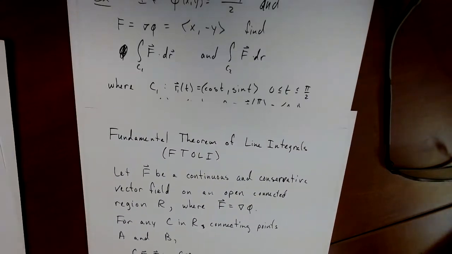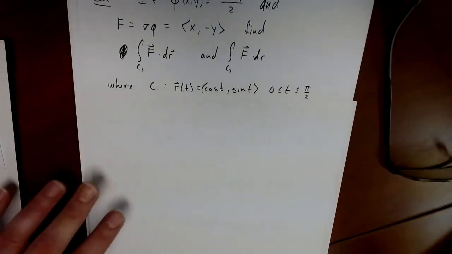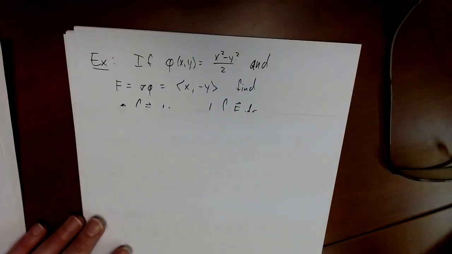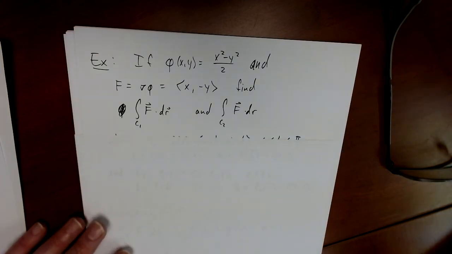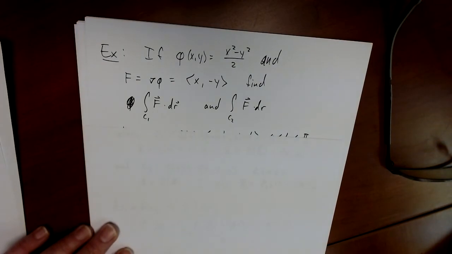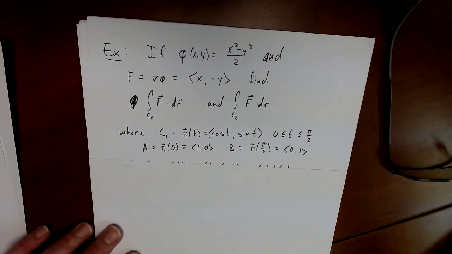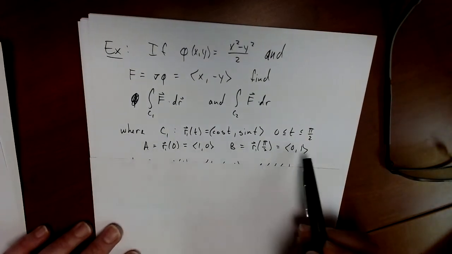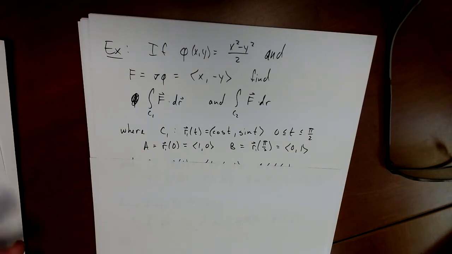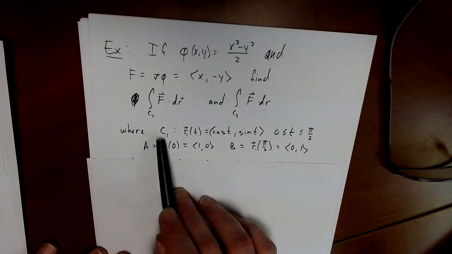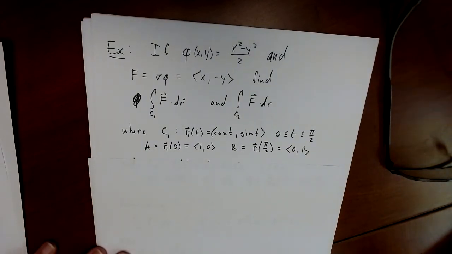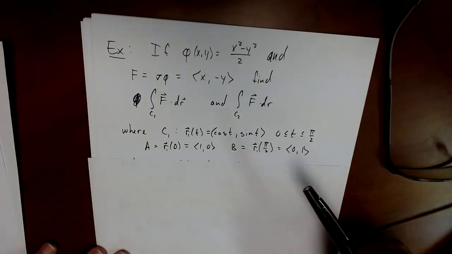All right, let's do an example. So we've got a potential and we have a gradient field, and we want to find the work done, or find the line integral of f over each of two curves. The first curve, both of these curves are going to go from the point (1, 0) to (0, 1). And we know f is a conservative vector field, but we've got two different paths. And I'm just going to show you here that this is path independent. And I'm going to show you the hard way.